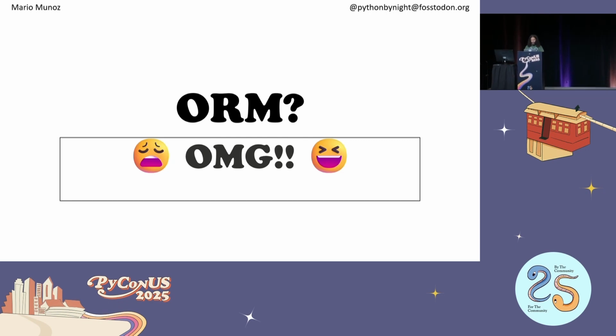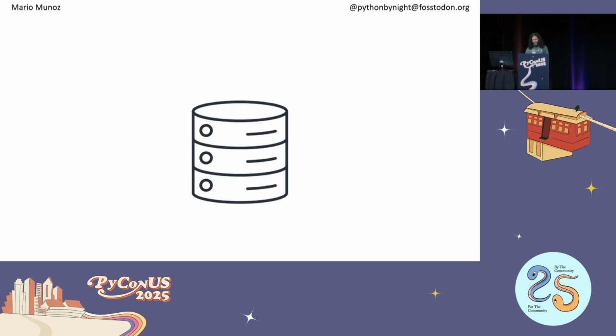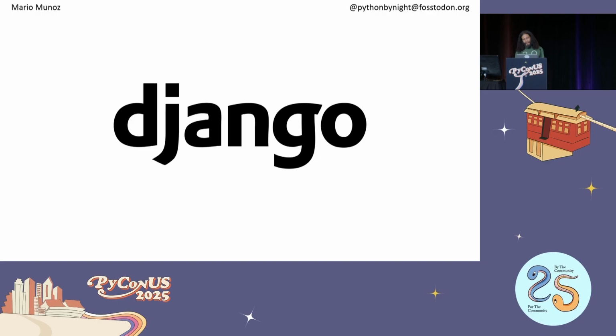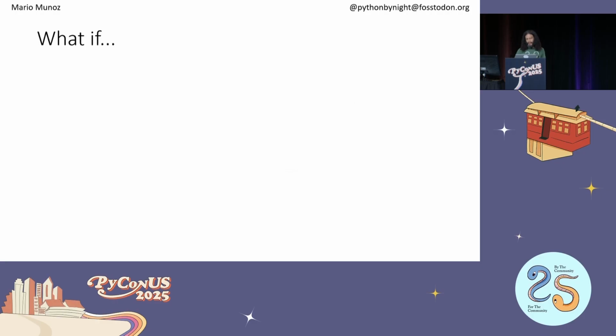Thank you. ORM, OMG. Think of an object relational mapper, an ORM, as a way to avoid writing SQL by writing Python instead, kind of like this. Easy, right? Perhaps one of the best known features of the web framework Django, for example, is the ORM, which includes many useful database operations baked in.